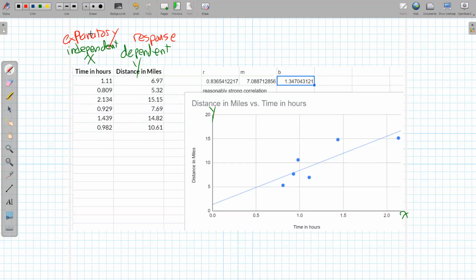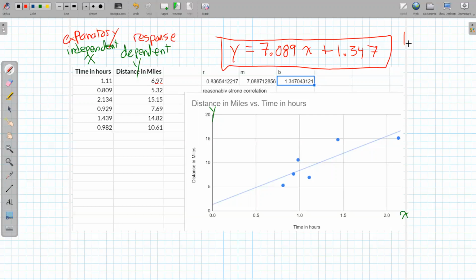All right, so again, I think this should be the explanatory, and I think this should be the response variable. And my equation here then is y equals, if I go to 2 decimal places, actually since the data has 2 decimals, I should go 3 decimal places. Usually we go 1 more place than the data. So I would say my slope should be 7.089x plus 1.347. So this right here is my linear model. The equation is the linear model.